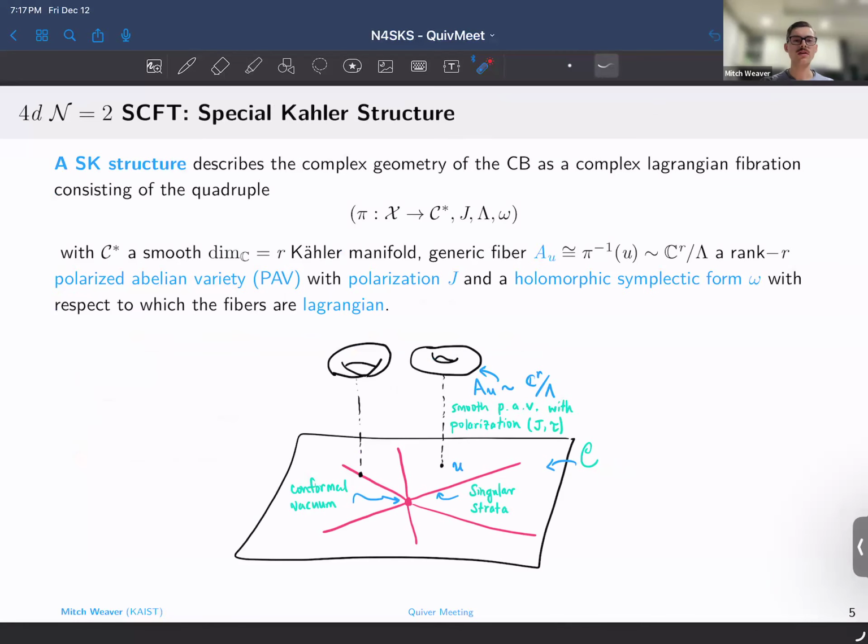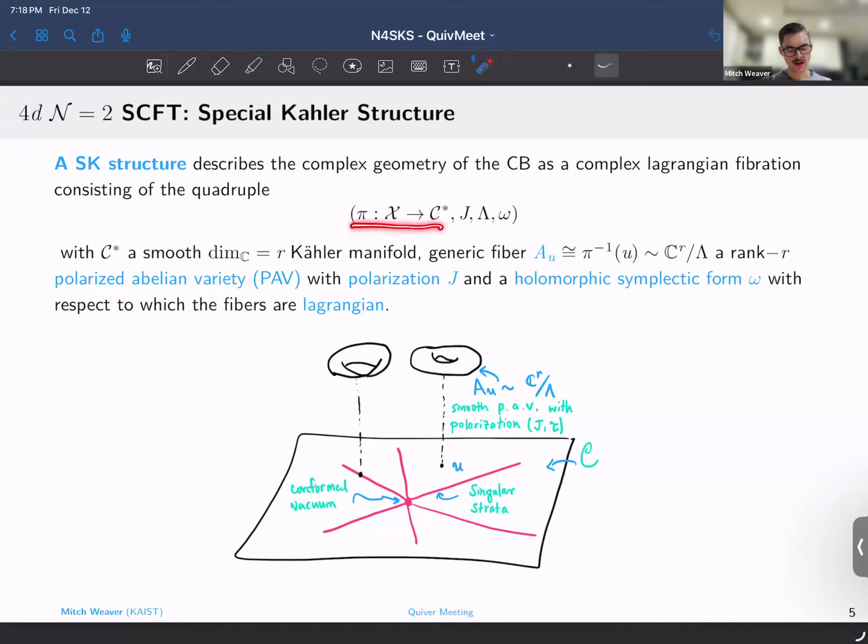Okay, and now here comes kind of a heavy duty math definition, and we're going to break this down into math components and physics components after I throw this at you. What is a special Kähler structure? It's basically the structure that is attached to the complex geometry, the Coulomb branch, where this complex geometry is, well, on the one hand, some people define it as an integrable system, but geometrically, I prefer viewing it as this complex Lagrangian fibration that has these four pieces of data.